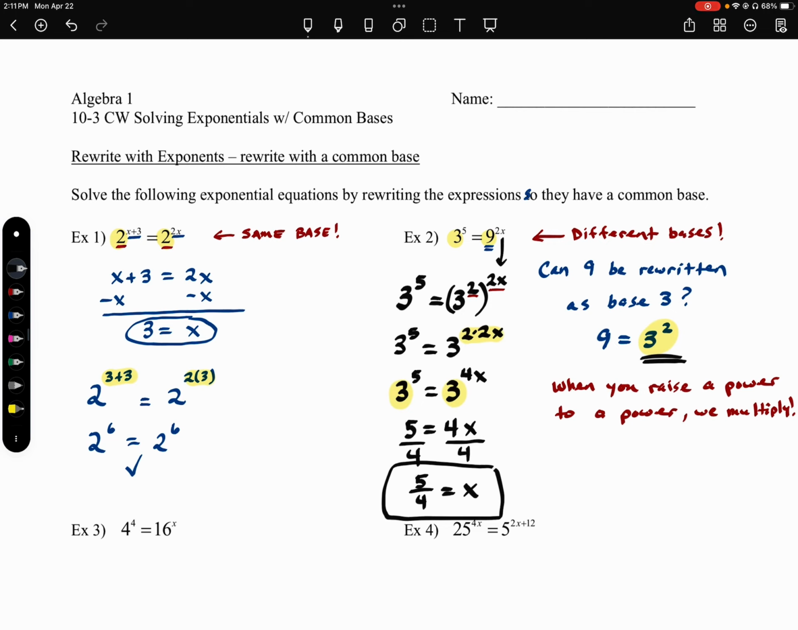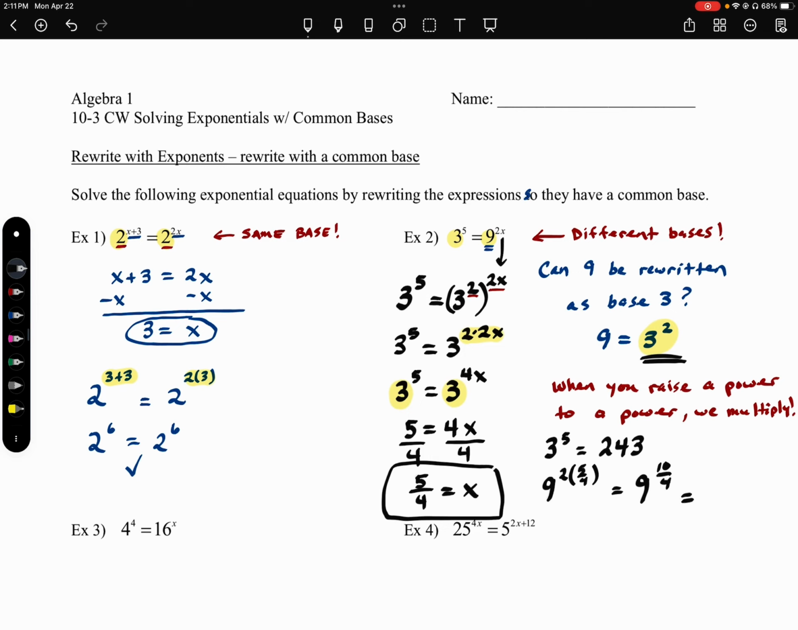Now, can we check it? Absolutely. Let's take a little peek here. One side of our equation is 3 to the 5th. If you do 3 to the 5th in your calculator, you should end up with the number 243. If you take our answer, 5/4, and put it in for x in our second expression, we have 9 to the power of 2 times 5/4. Well, that's the same thing as 9 to the power of 10/4.